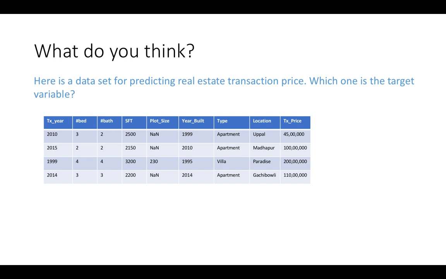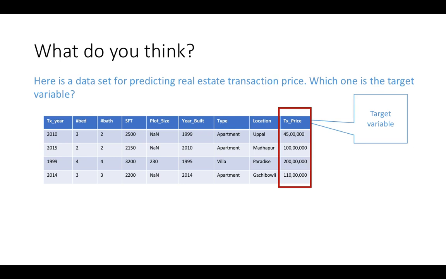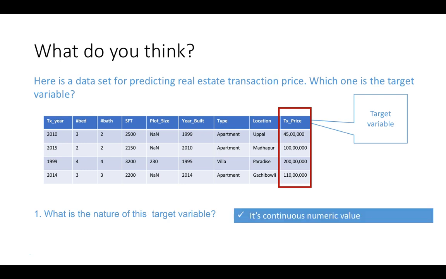Then another, the real estate problem, let us take it. So what is the target variable here? Yes, you are right. It is transaction price. But what is the nature of this target variable? Yes, it is a continuous numeric value. So a target variable can be binary categories, binary classes, or a categorical value representing more values, or it can be a continuous numeric value.